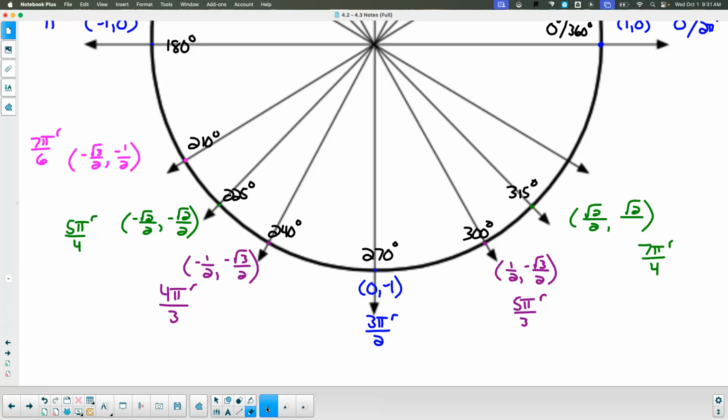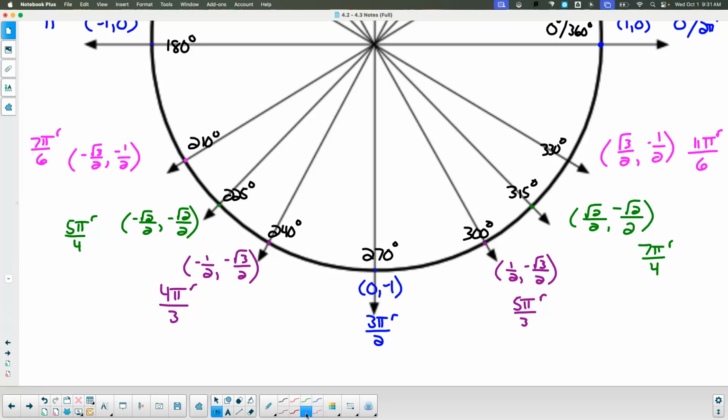Bad negative sign too. Let's fix and fix. Good negative sign, get a good 2. There we go. Now I feel better about myself. And the last one is going to be 330 degrees, which is going to be +√3 over 2, comma, -1/2, which is 11 pi over 6 radians. Okay?